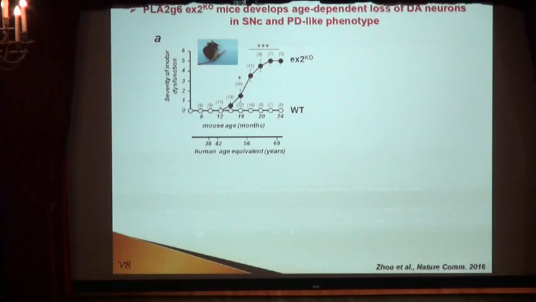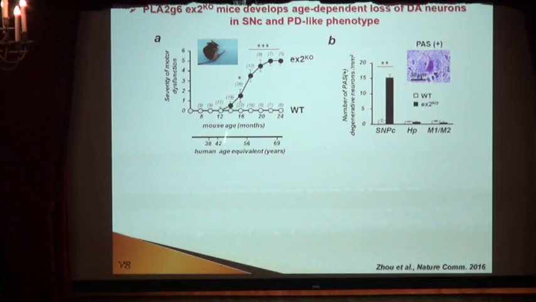And this is the severity of motor dysfunction, which is age-dependent and progressive. As an example, I showed here human age equivalent years. It falls within the right window of idiopathic PD patients, which was kind of extra sweet candy for us to keep going with these animals. So what we found was that at this time, around 16 months, when the pathology is already up and running, this neurodegeneration happens predominantly in the substantia nigra compacta.